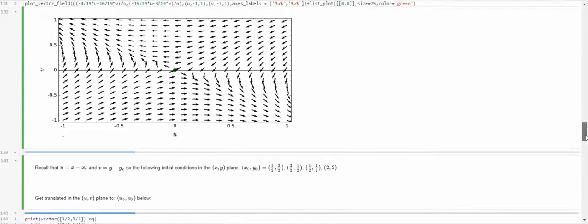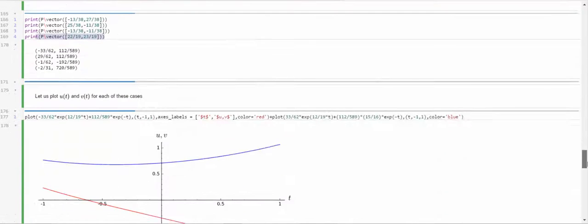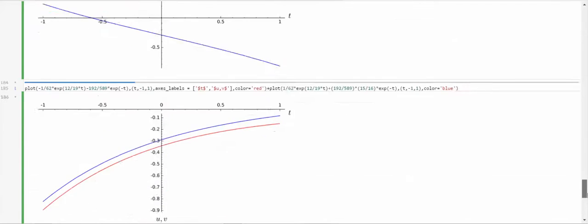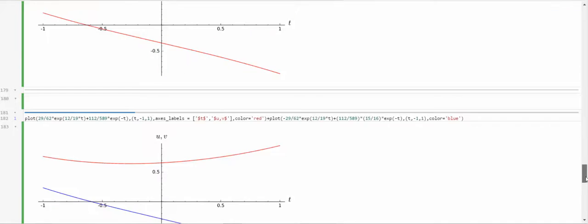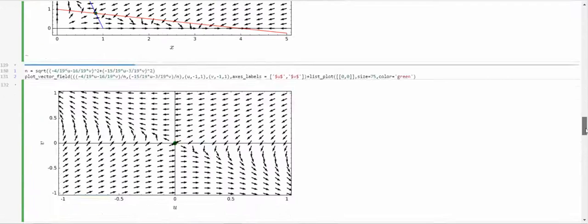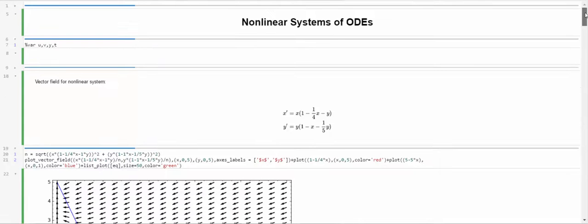So that's how you analyze the behavior of these solutions for each of the separate initial conditions. So just a quick wrap up. I want to go back up to the top of the model here and show you what's going on. These are called competition models.